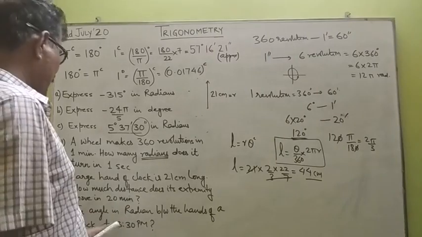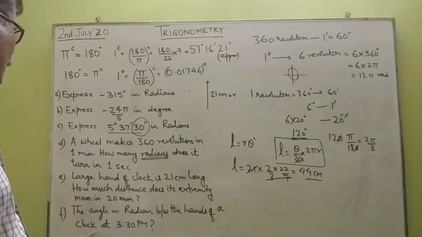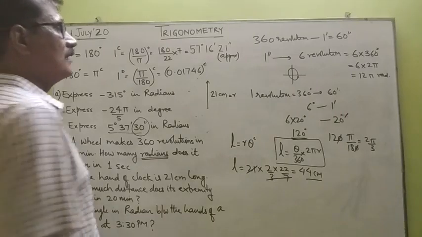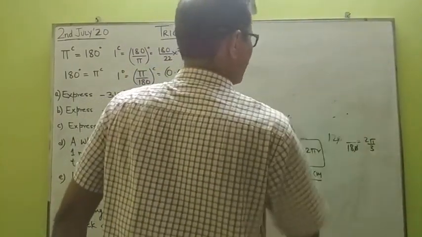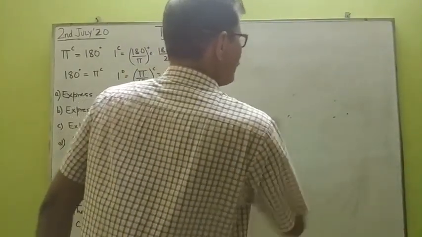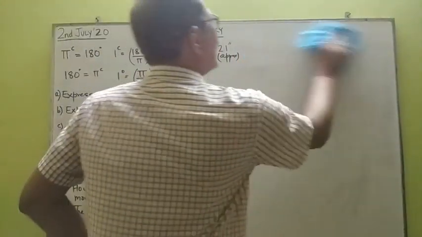Now last is the angle, in radians, between the hands of the clock at 3 hour 30 minutes. At 3 hour 30 minutes, what is the angle between the hands of the clock? So 3:30 means, children, 3 hours 30 minutes.